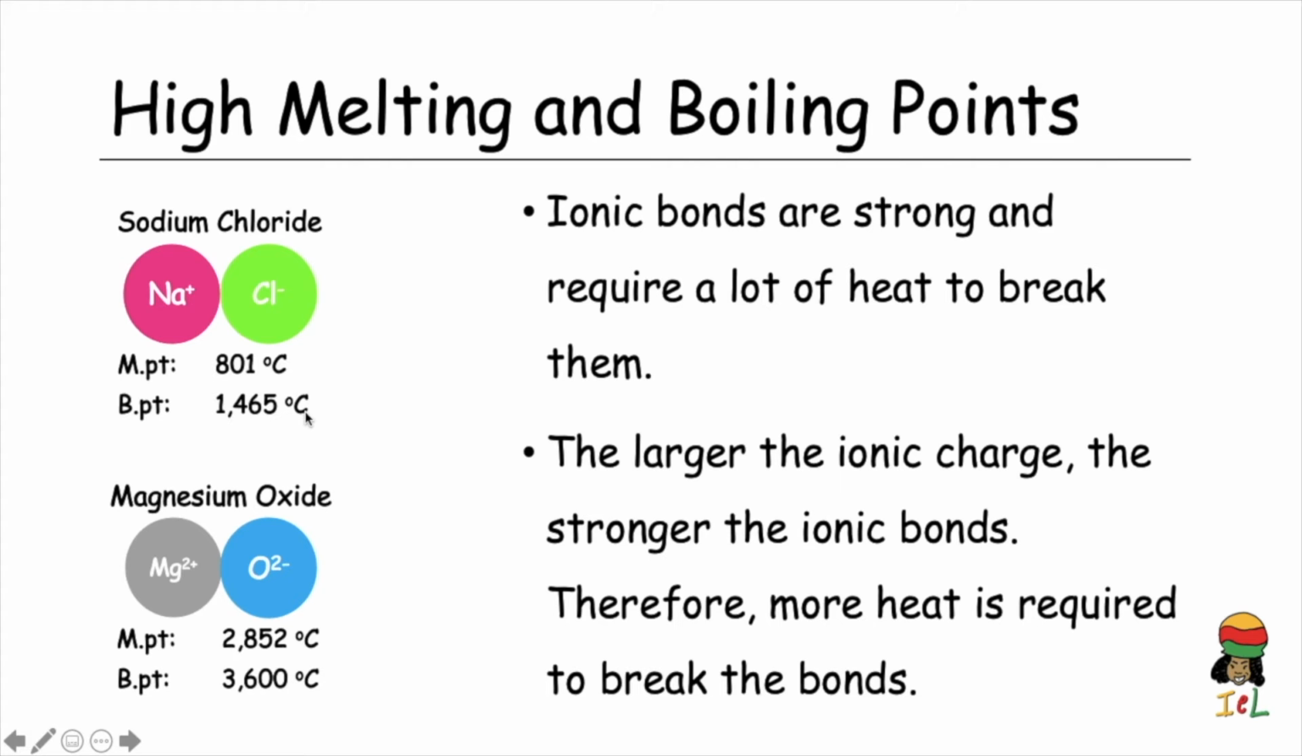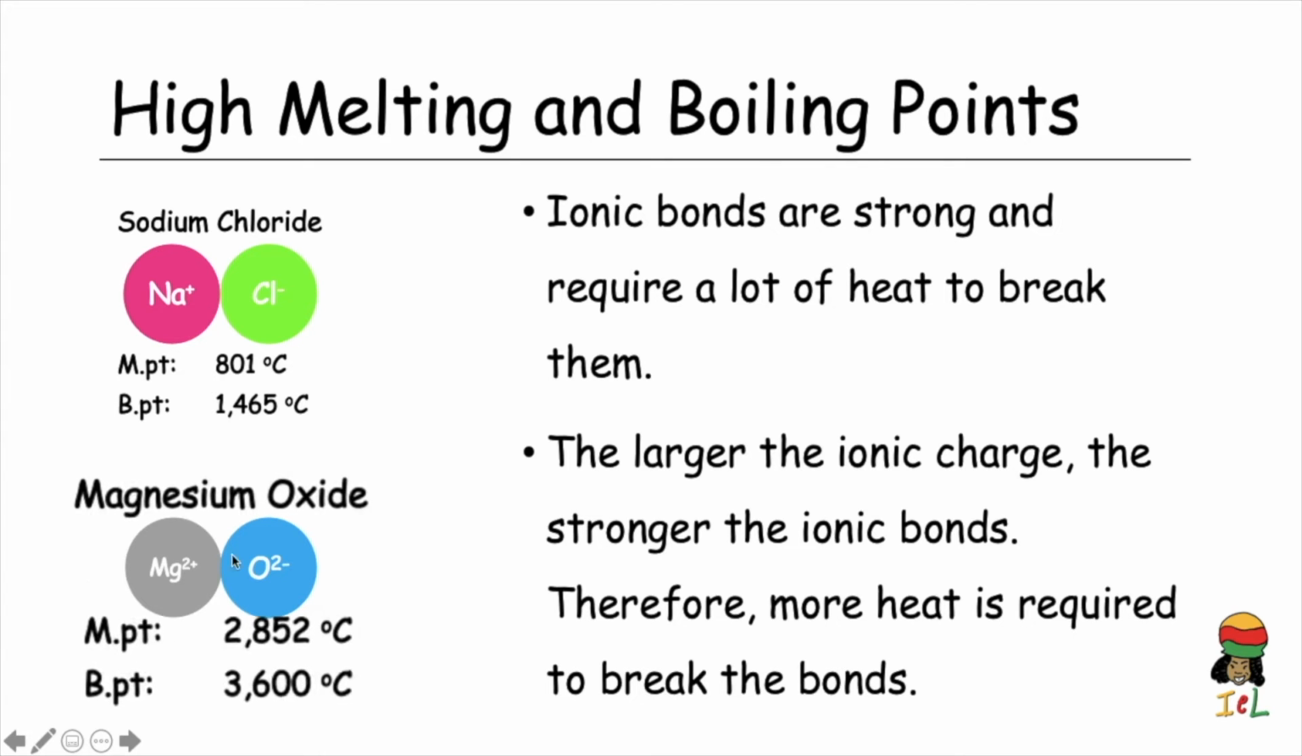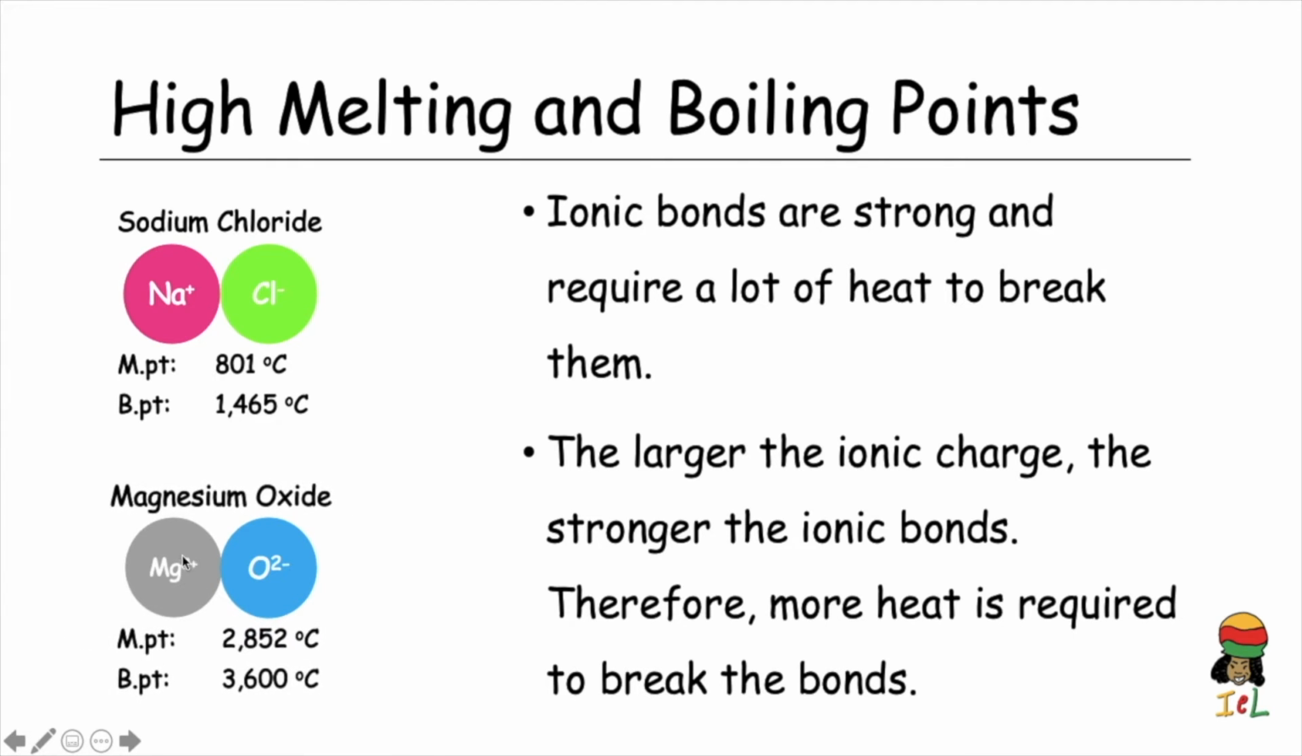1465 degrees Celsius. Note that the melting and boiling temperatures increase when the charges on the ions get larger. For example, magnesium oxide, the charge on the magnesium ion is 2 plus and the charge of the oxide ion is 2 minus. Notice that the melting and boiling temperatures of magnesium oxide are much higher than that of sodium chloride. Magnesium oxide melts at 2852 degrees Celsius and boils at 3600 degrees Celsius.